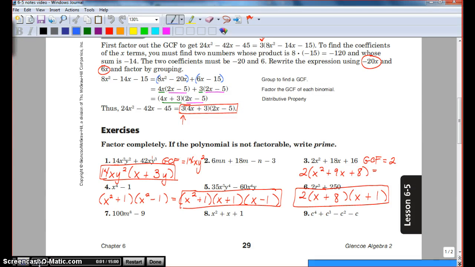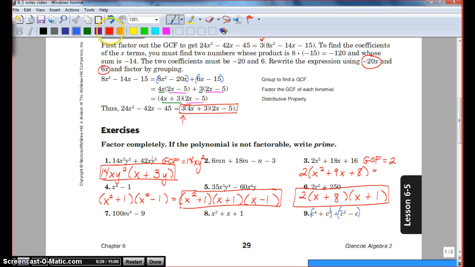Okay, let's continue. Number 9, c to the fourth plus c to the third minus c to the second minus c. On this particular polynomial, we are going to use a method known as factoring by grouping. If we put parentheses around the first two terms and parentheses around the second two terms, noticing there that I changed that third term to plus a negative c squared.